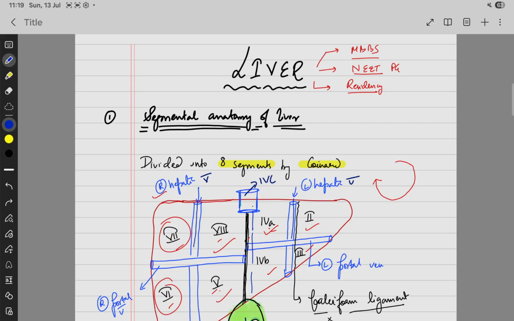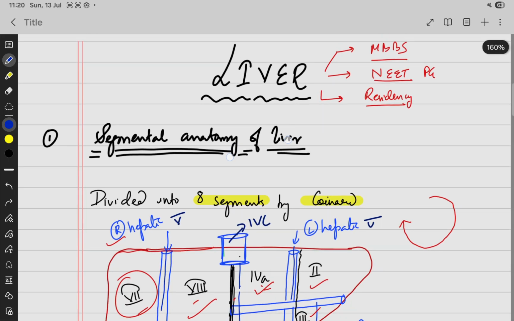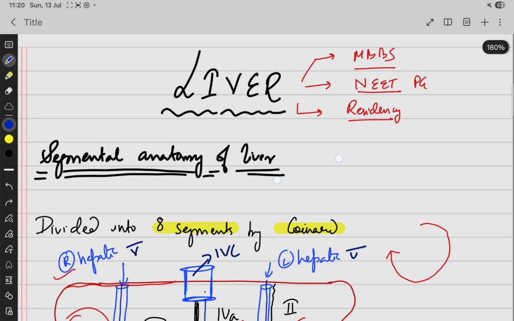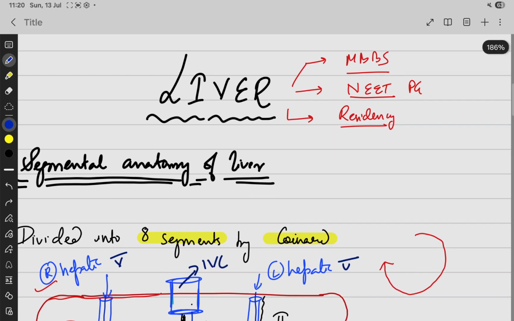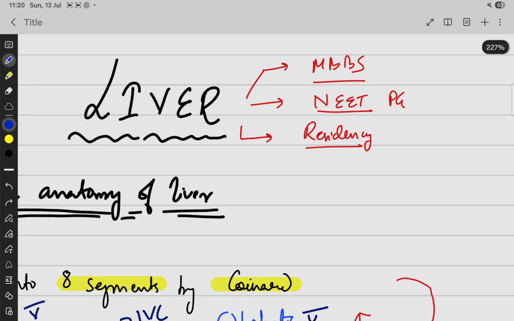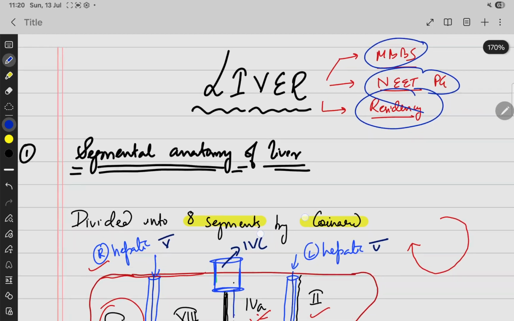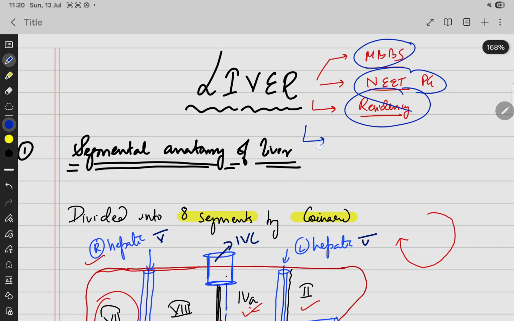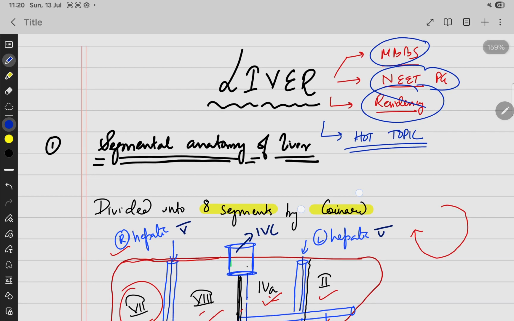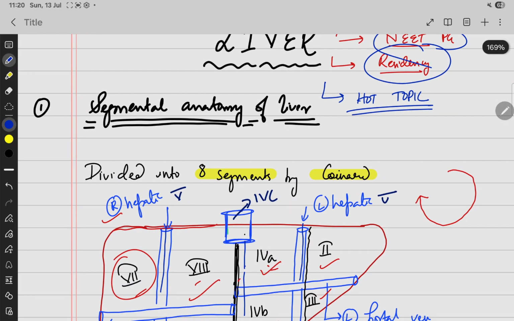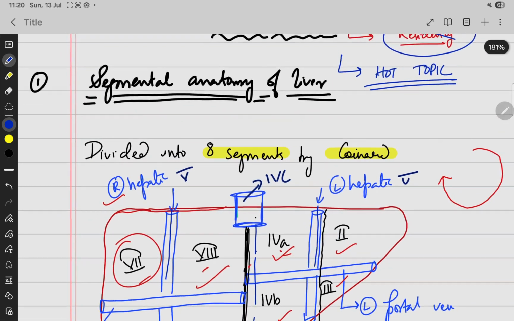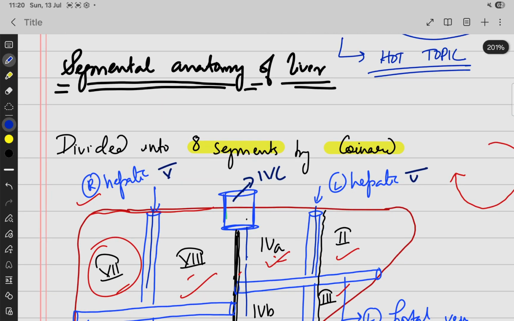But I'm back. So without any further ado, we'll start with the surgical anatomy of the liver. This will cover the basics of the liver, which is required for any operation to be done. It will help you in MBBS as well as NEET PG as well as residency, because this is a hot topic that should be asked, and that you should know before jumping into surgeries of the liver.